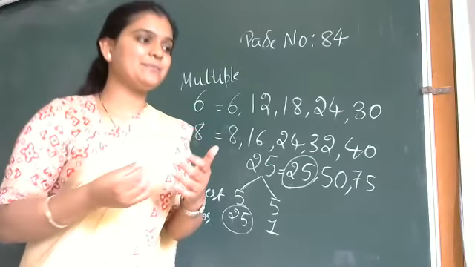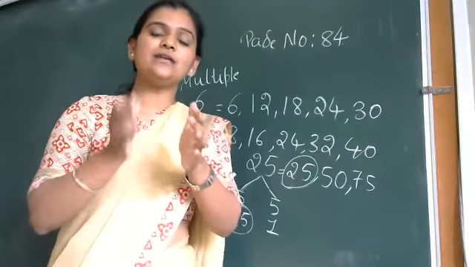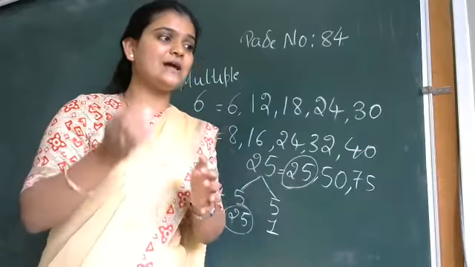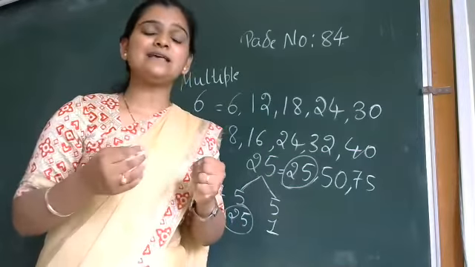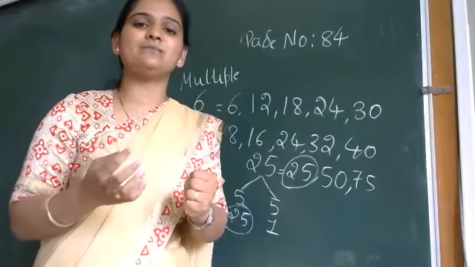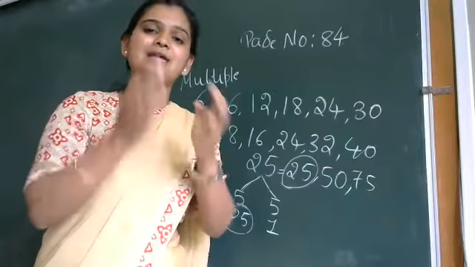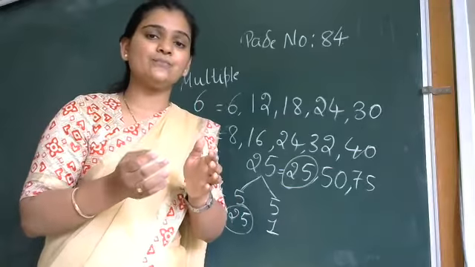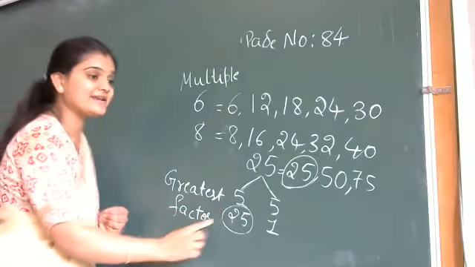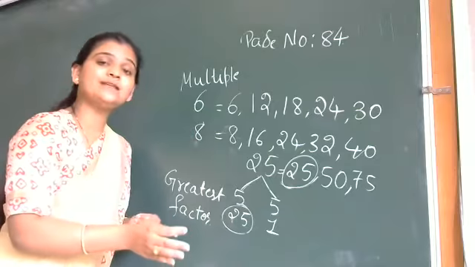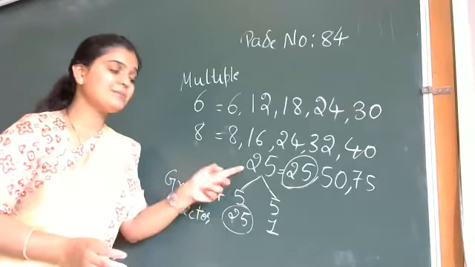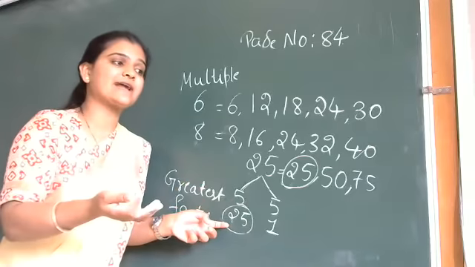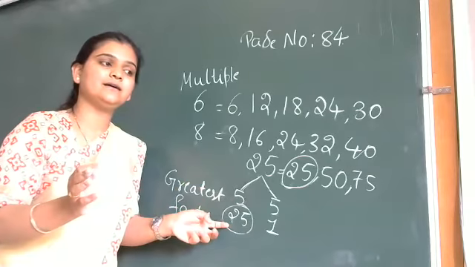Now, for example, if you are unique in yourself, one is very good in handwriting. What will you say? You will say that I am very good at my handwriting. You will think that only I am the great. Yes or no? Like that, this is the greatest factor. No other number can be divisible by 25. The same number is the greatest factor. Is it clear?